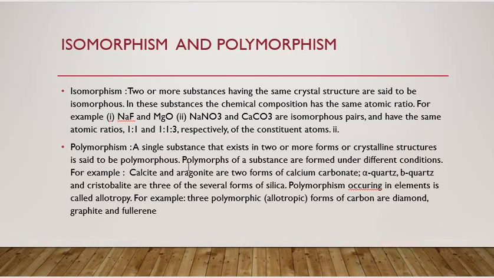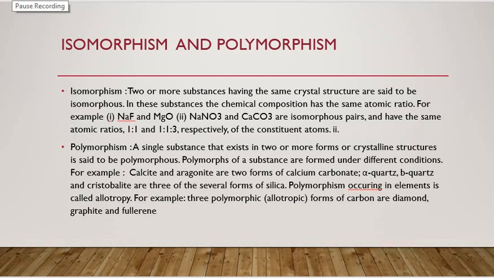Polymorphism. A single substance that exists in two or more forms or crystalline structures is said to be polymorphous. Polymorphs of a substance are formed under different conditions. For example, calcite and aragonite are the two forms of calcium carbonate. Another example, alpha quartz, beta quartz and cristobalite are the three forms of silica. Polymorphism occurring in an element is also called allotropy. A few examples which you must have heard of are the allotropes of carbon: diamond, graphite and fullerene.